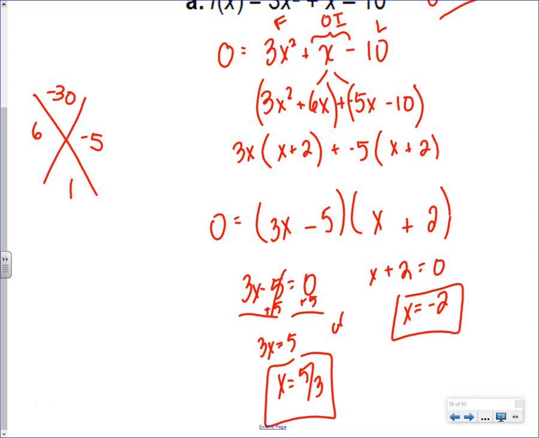Negative 5x minus 10. How do you go from this to this? What's in common? So we pull out the x plus 2's, and what's left inside? I know there's a fly. What's left inside? Got it.